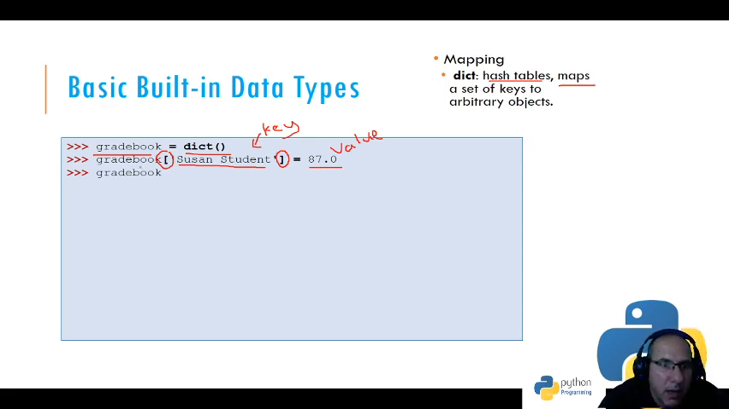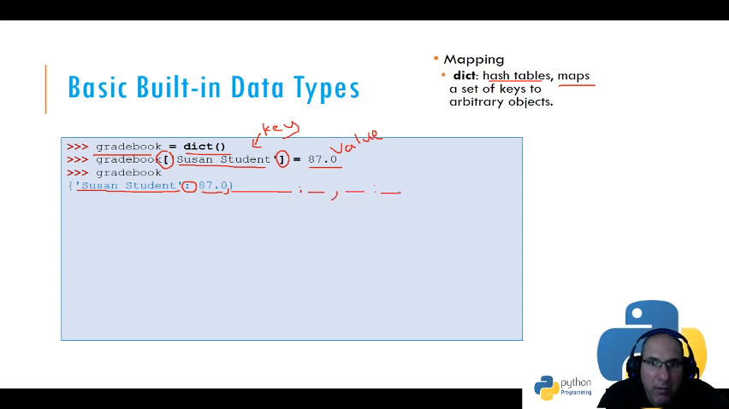If I print out the grade book, I will get one element inside this dictionary, and the dictionary consists of key, colon, and value, and one item. If I have more than one item, I will get a comma in here, and then key, colon, value, comma, key, colon, value, and so on. But in this case, I have only one pair of values. Of course, I can add more whenever I want. Let's say I want to add to the grade book the grade for Peter, and it's 94.